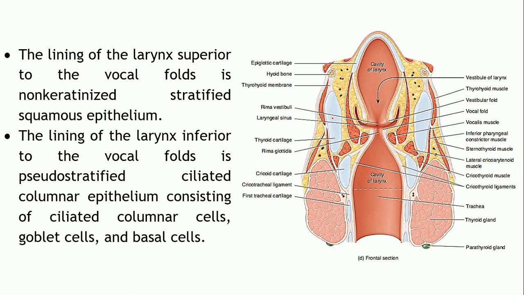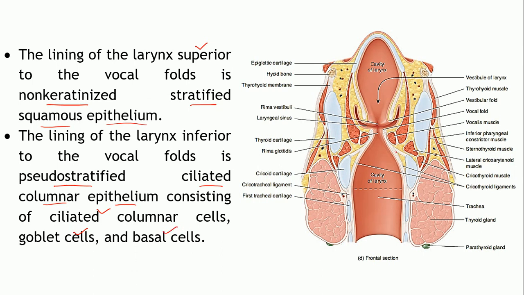Okay. Now, coming to the inner lining of the mucosa. The lining of the superior portions of the larynx, superior to the vocal folds. Okay. That's the vocal fold, right? So, superior to that, the mucous membrane comprises non-keratinized stratified squamous epithelium, and inferior to the vocal folds, the lining comprises pseudo-stratified ciliated columnar epithelium. So, this consists of ciliated columnar epithelial cells, goblet cells and the basal cells.